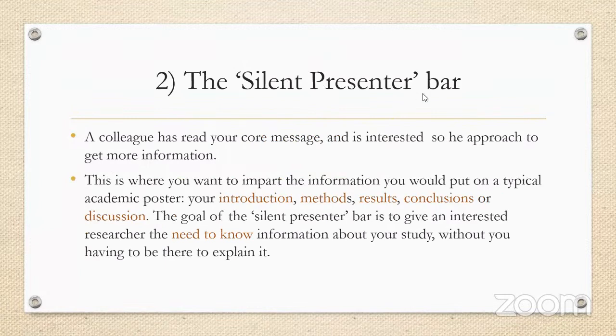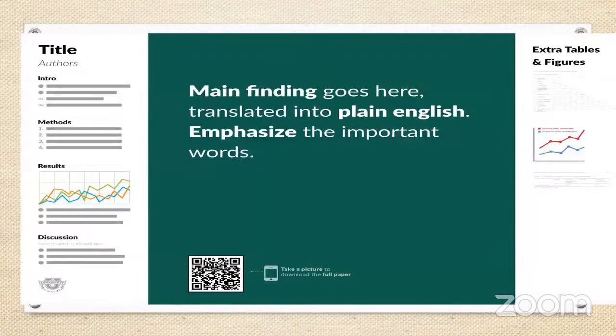The silent presenter part. A colleague has read your core message and is interested, so he approaches to get more information. This is why you want to impart the information you would put on a typical academic poster: your introduction, method, result, conclusions, or discussion. The goal of the silent presenter part is to give an interested researcher the need to know information about your study without you having to be there to explain it. Here, we find the silent presenter part. You put your introduction, method, result, and discussion, so anyone can stand and read it without you having to explain it.